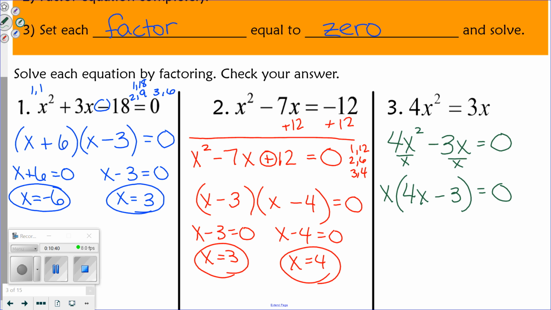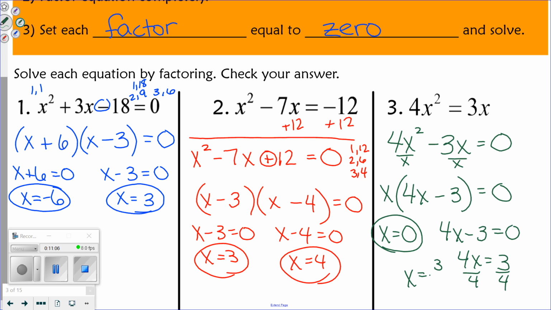All right, so then set each factor equal to 0. So we have x equals 0, and 4x minus 3 equals 0. So, okay, x equals 0, that one's already solved. What about when I solve this one? So we get 4x equals 3, and then how do I get x by itself? Good, and then divide. So x equals 3/4.